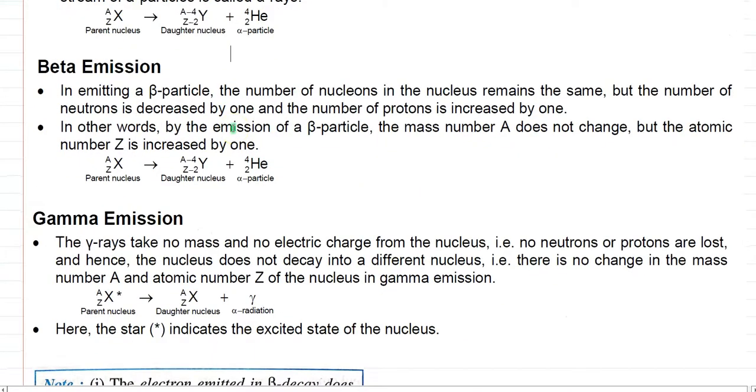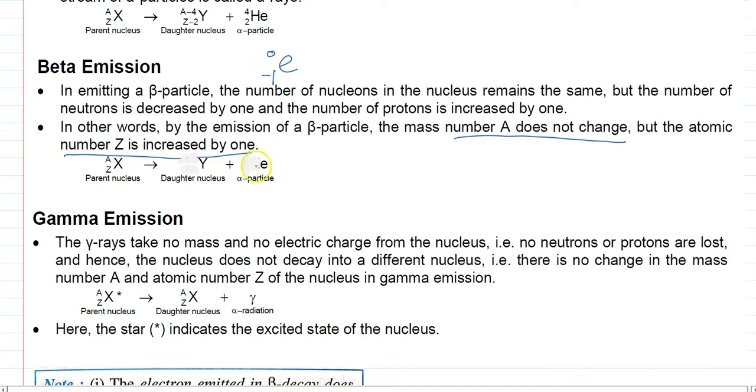In the case of beta emission, beta is basically an electron. You can write that the electron has charge -1 and its mass is 0, because the mass of an electron is negligible with respect to a proton or neutron. So for beta emission we can write it as 0 over -1 e. For beta emission the mass number does not change, but the atomic number Z increases by 1.